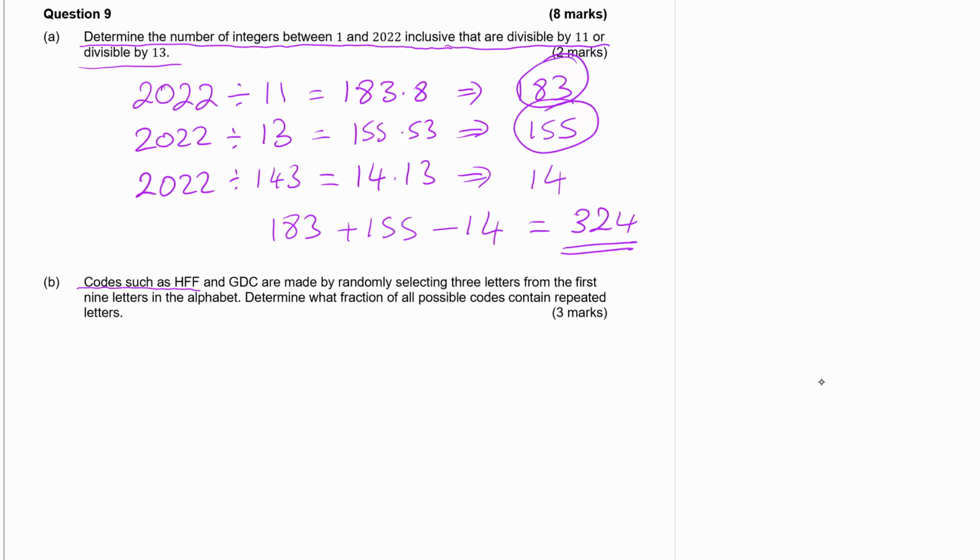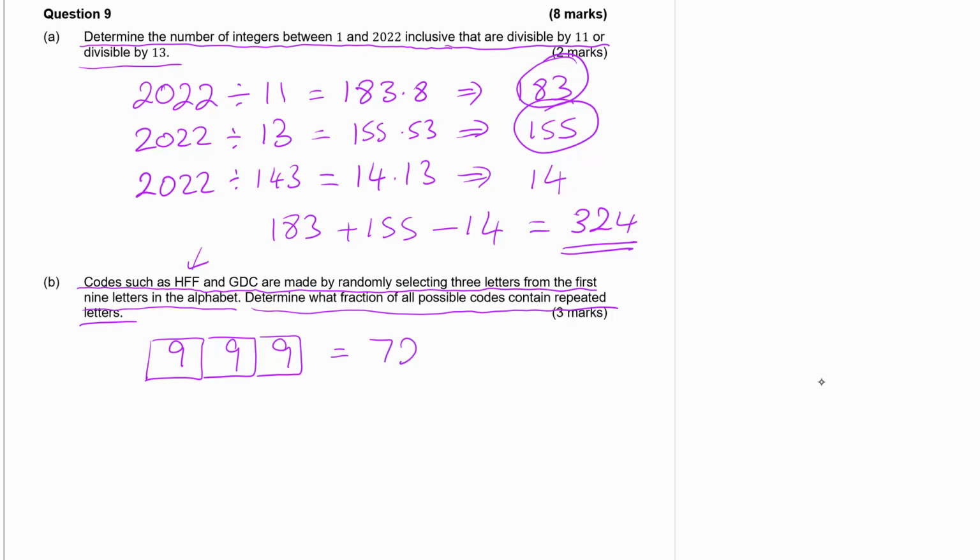Codes such as HFF and GDC are made by randomly selecting 3 letters from the first 9 letters in the alphabet. Determine what fraction of all possible codes contain repeated letters. So let's think about the total number of codes. So if we're allowed to repeat, there's 9 choices for the first letter, 9 for the next, and 9 for the next. And that gives me 729.